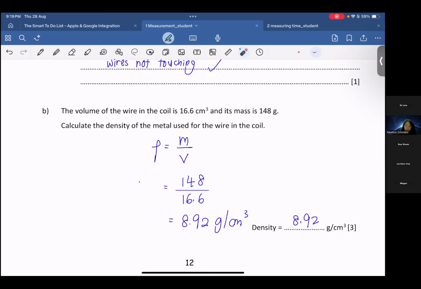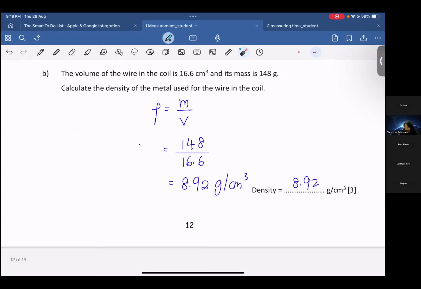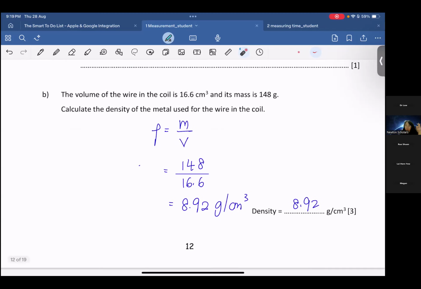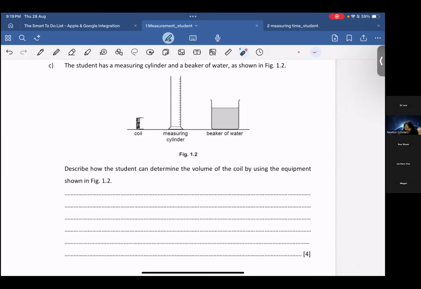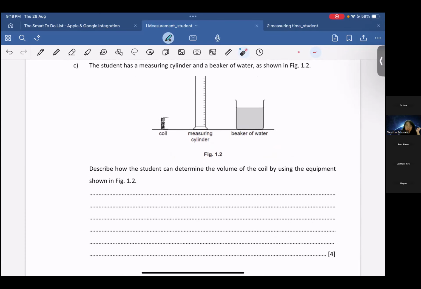Okay, we go to your page number 13. Settle, can I proceed? I go to page 13. Okay, this is also a past year question. It asks 4 marks. So we have this apparatus, measuring cylinder, beaker of water. Describe how the student can determine the volume of the coil using this equipment.